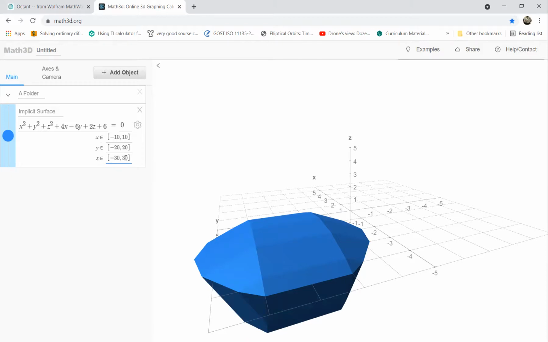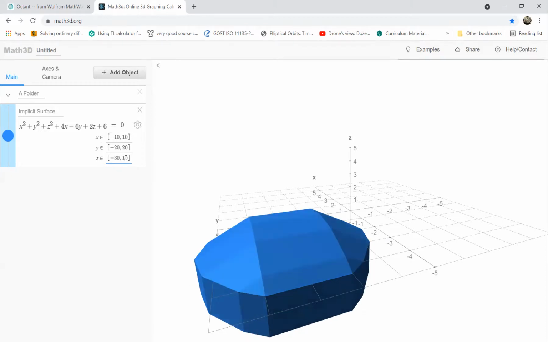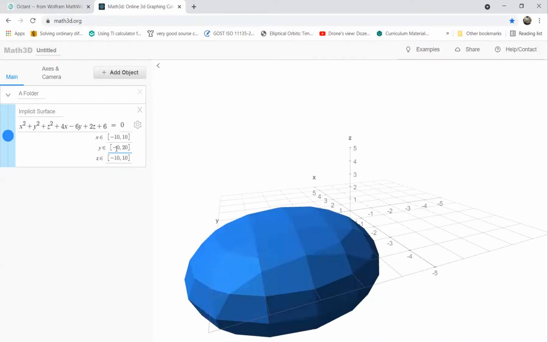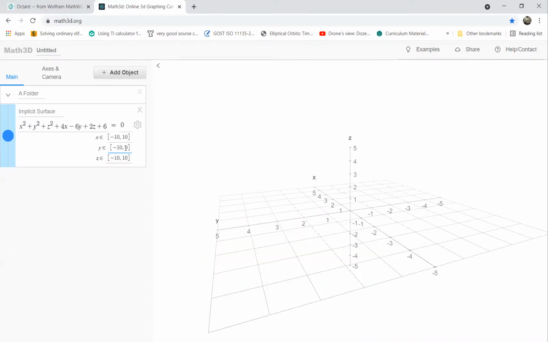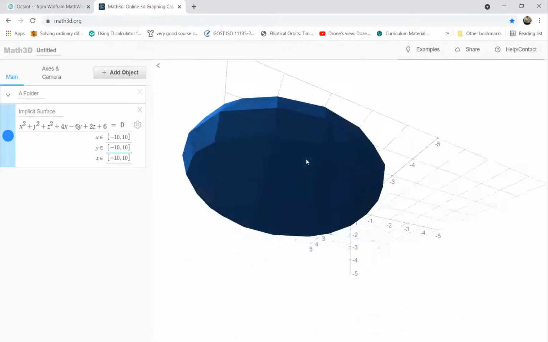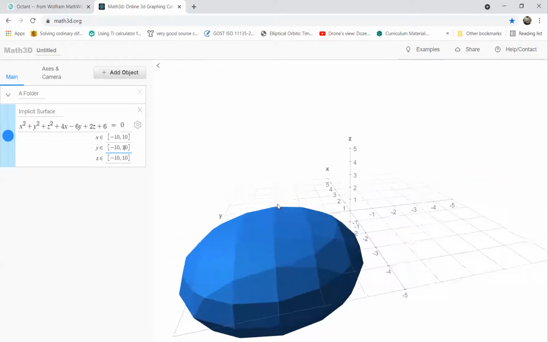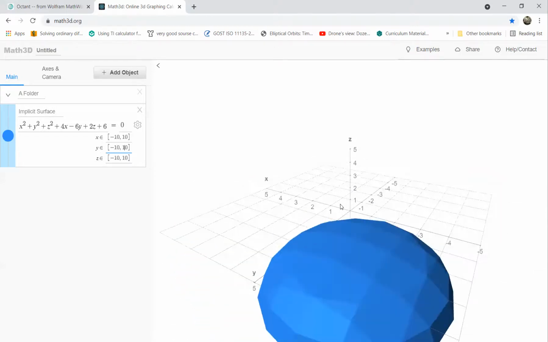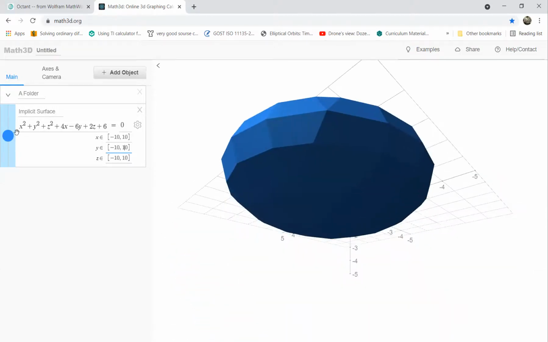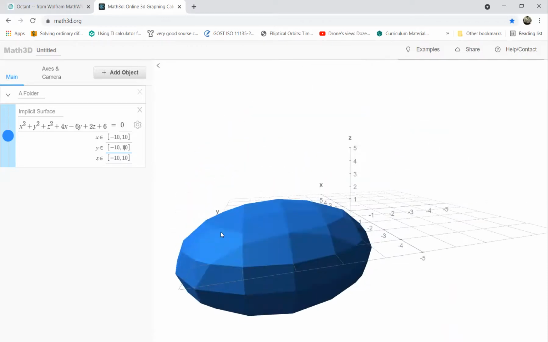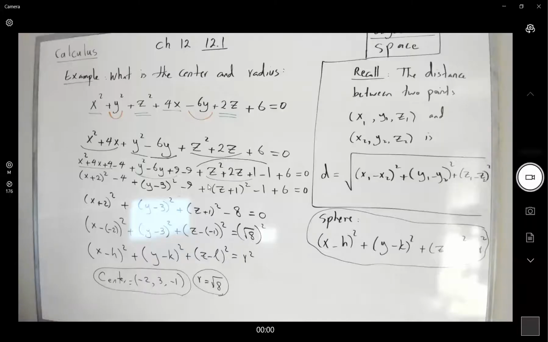Let's change the grid. Okay. Let's get back to the board.